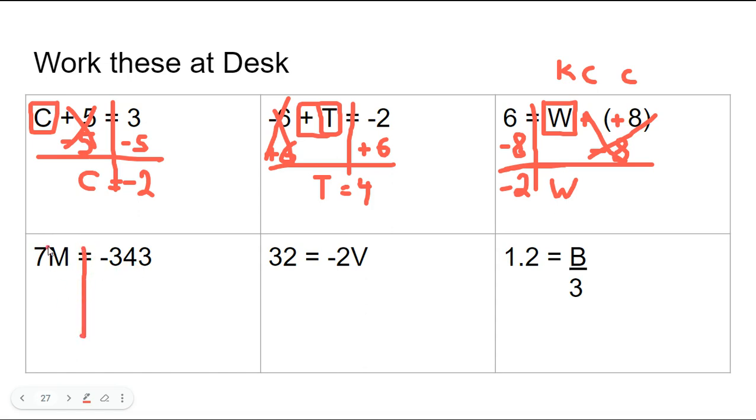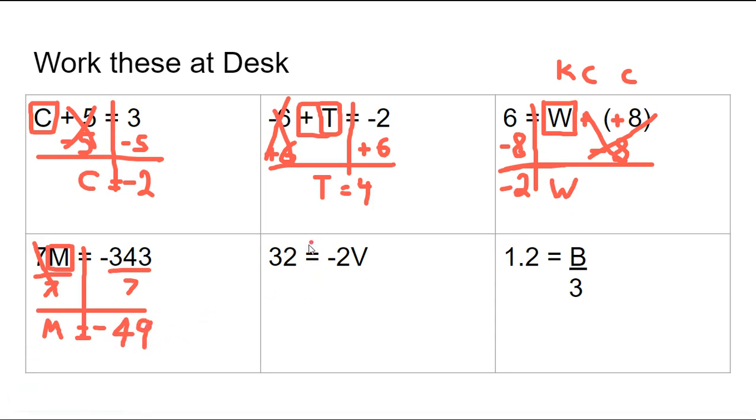All right, next I got 7M equals negative 343. Draw my river, box up my variable. I'm left with 7 times, so I'm going to do the opposite. I'm going to do divided by 7. These are going to cancel out, and I'm left with M by itself. Over here, negative 343 divided by 7 is going to give me negative 49. So M equals negative 49. Let me fix this right here.